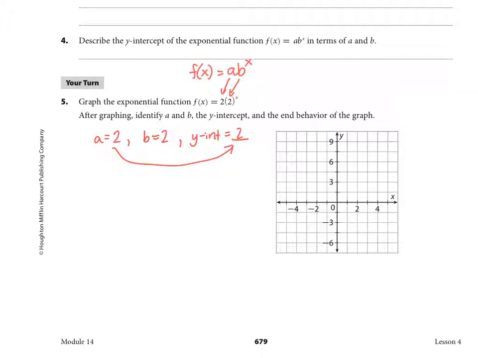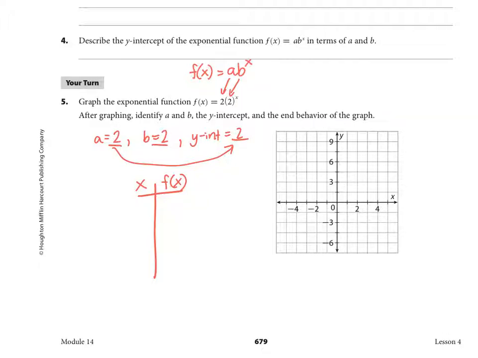All right. I'm going to talk about end behavior after we actually graph this thing. So I'm going to draw a table of values. I'm going to erase it after we actually get some points. But this is sort of the more basic way to get some points and figure out the shape.